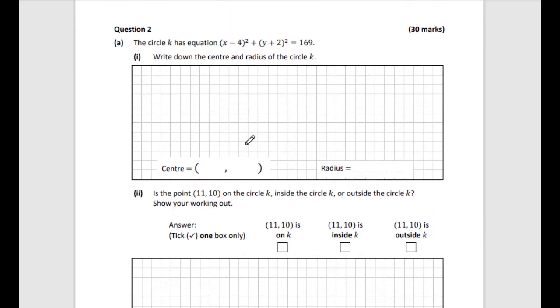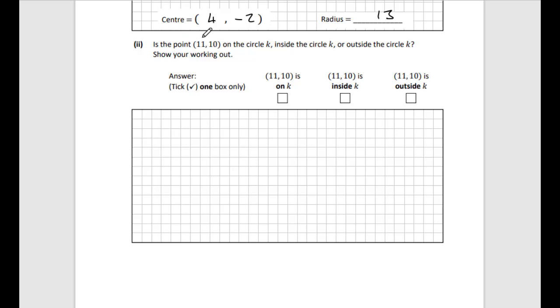The circle K has equation (x - 4)² + (y + 2)² = 169. Write down the center and the radius of the circle. Okay, so the center can be read off by looking at this number here and this number here. You just take each number. This gives you the x coordinate, and this gives you the y coordinate. Change the signs in both cases, so it's going to be (4, -2). Now the radius is going to be the square root of 169, which is 13. So that's that one done.